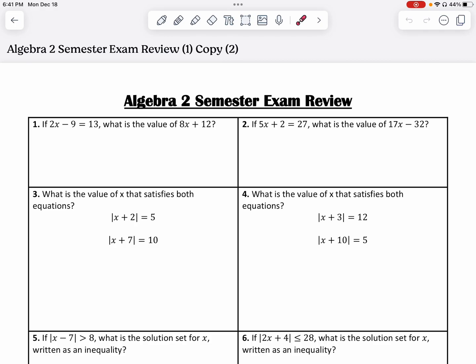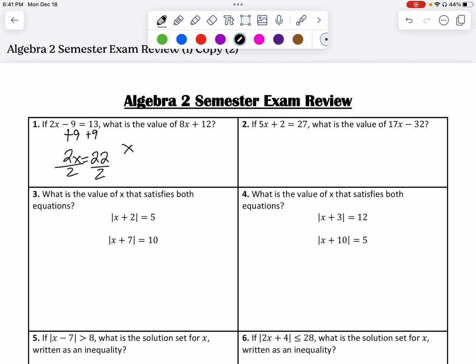Okay, so I'm going to start with number 1. What you're going to do here, all it is asking for is if this is 13, what is the value of this? So this is just an Algebra 1 question essentially, and you're solving for x. I'm going to add 9 to both sides. So I'll have 2x is equal to 22, divide by 2, divide by 2. x is equal to 11. Okay, and all I'm going to do then is plug 11 into the other equation. So I have 8 times 11 plus 12, which will give me 100 if you plug that into a calculator.